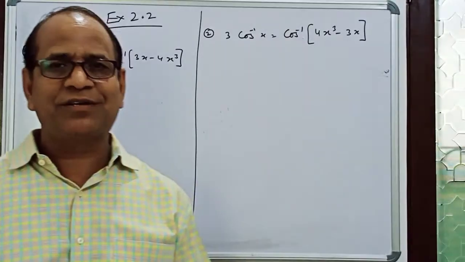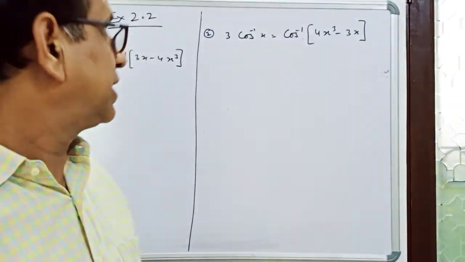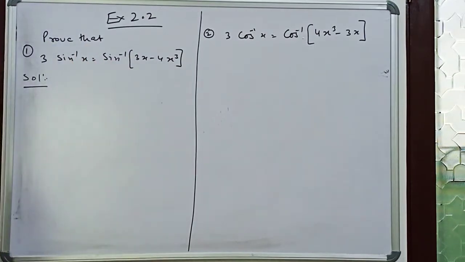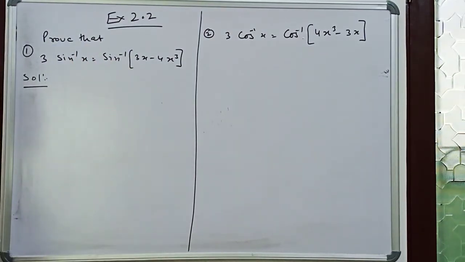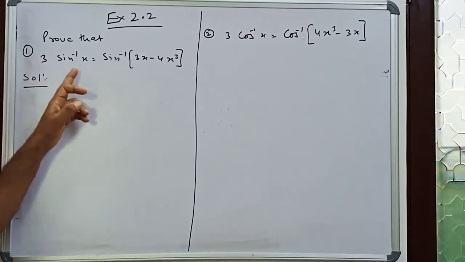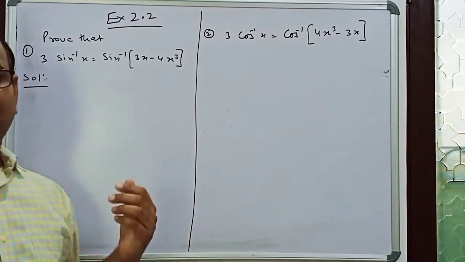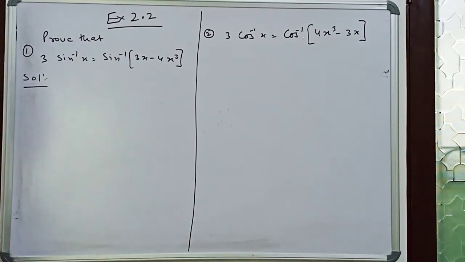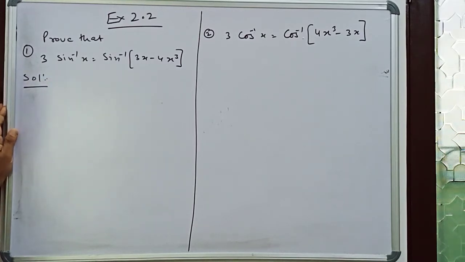Good morning students. Today I am starting exercise 2.2 of chapter 2, inverse trigonometrical functions, and today I am going to prove that 3 sin inverse x equals sin inverse (3x minus 4x cube). It can be used as an identity or as a formula also. So I am explaining the proof of the identity 3 sin inverse x equals sin inverse (3x minus 4x cube).